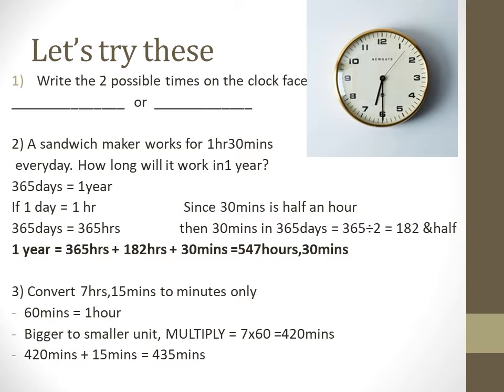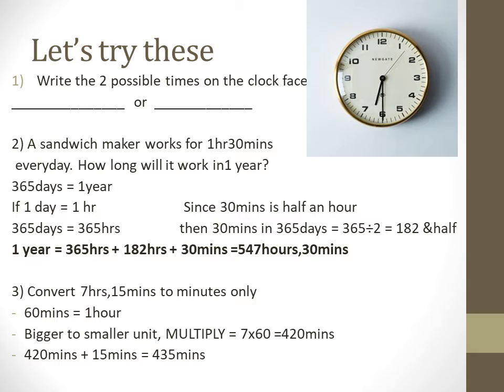Now let's see the second question. It says a sandwich maker works for 1 hour 30 minutes every day. It must be a very hardworking sandwich maker. It says, how long is it going to work in 1 full year? Now, what comes to your mind first? Remember the rules. Can we convert 1 year to days? It says every day, so we're talking about day and year. How many days are in 1 year? 365 days. So we know from the unit of time chart that 365 days make 1 year.